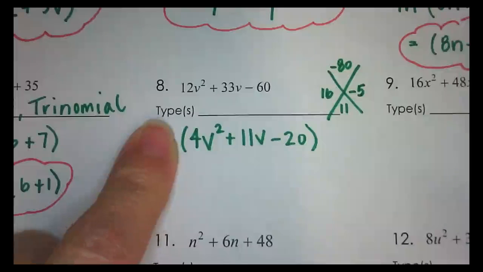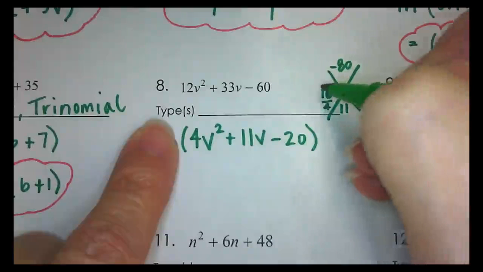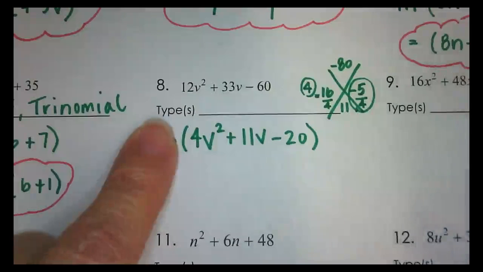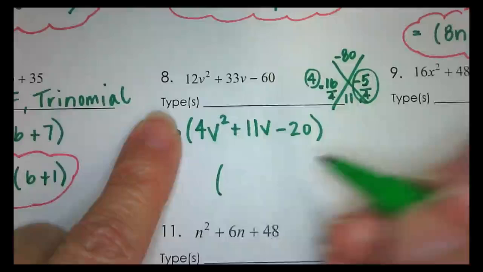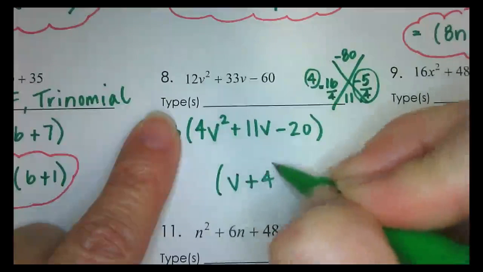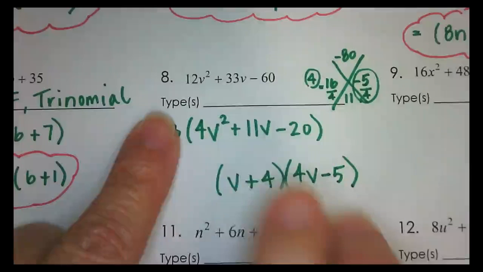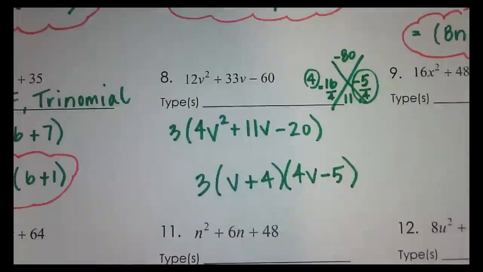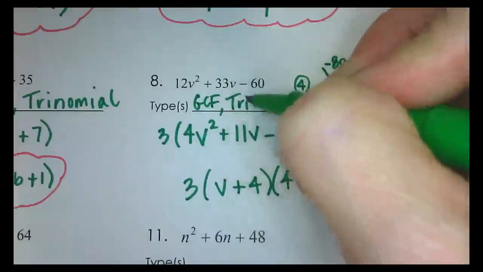So at this point, I can either make this into a grouping problem or I can do our shortcut. So I'm going to divide by 4. So this one equals 4 and this one is negative 5/4. The way that transfers into my answer into a binomial is this one is just going to be v plus 4. And this one will be 4v minus 5. If I multiply these back together, I won't get the original problem unless I also multiply by 3. So this one was a GCF and then a trinomial.